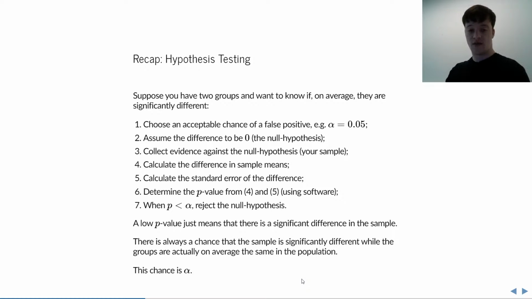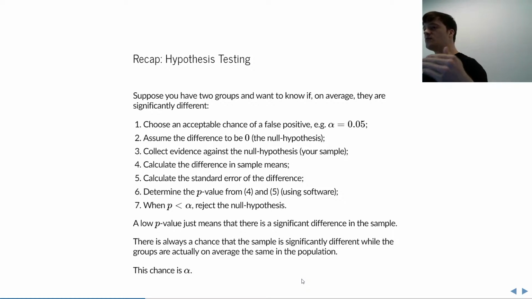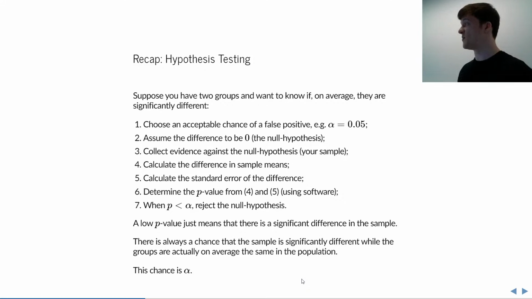Now, the thing that we want to do in multiple testing correction is to make sure that even when we do more than one test, there is still a maximum chance of alpha of false positives.